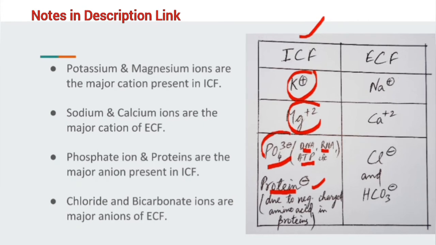In extracellular fluid, sodium and calcium are the major cations, and the chloride ion and bicarbonate are the major anions. You can remember this as that we take salt. The salt contains what? Sodium and chloride. So we take salt in our diet. That's why these two ions are higher in the extracellular fluid.